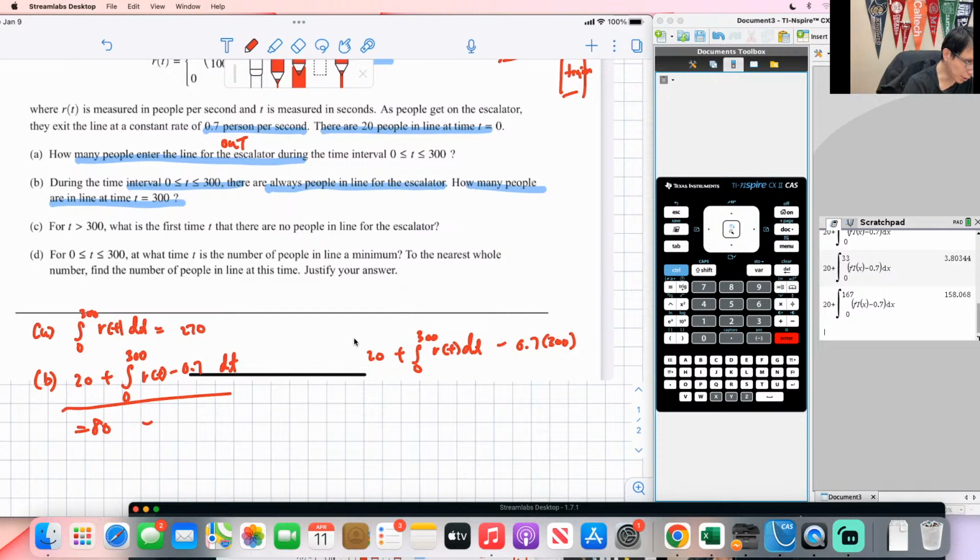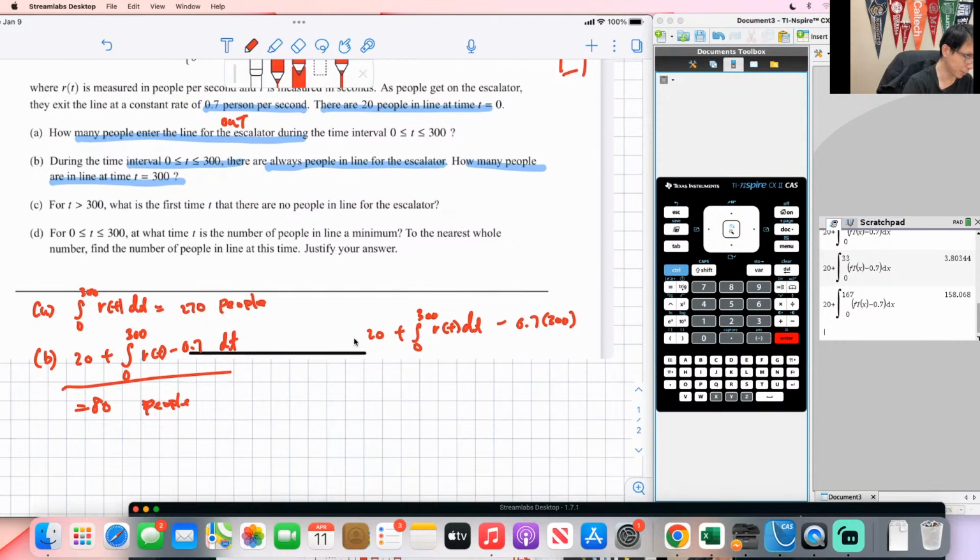So 80 people. Write down the units. 80 what? 80 people, 80 fishes. So those are things that you should pay attention to.